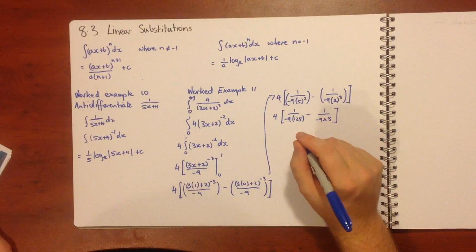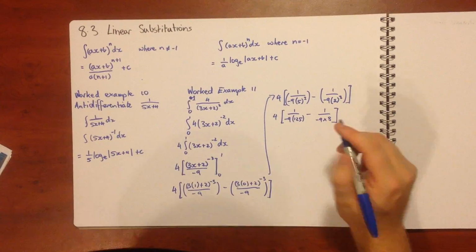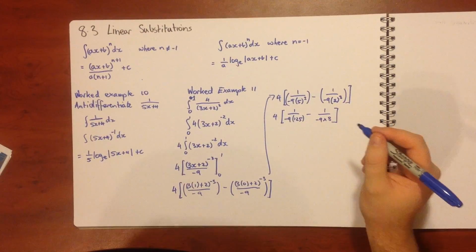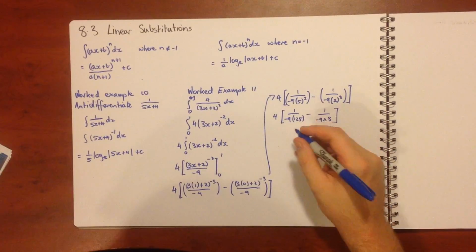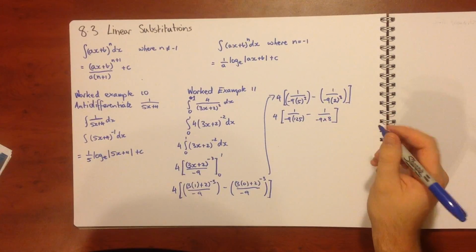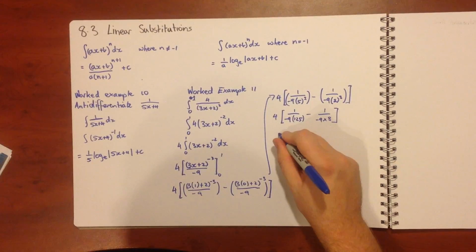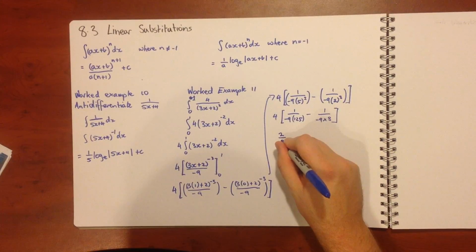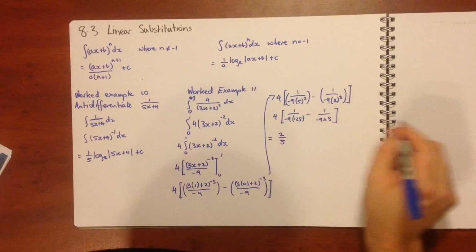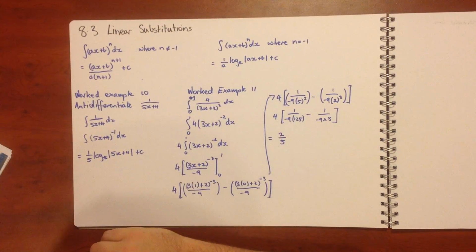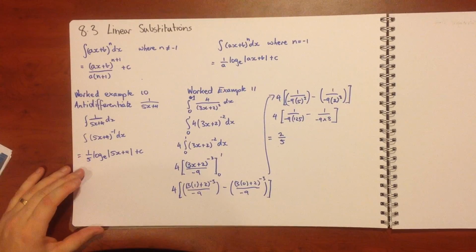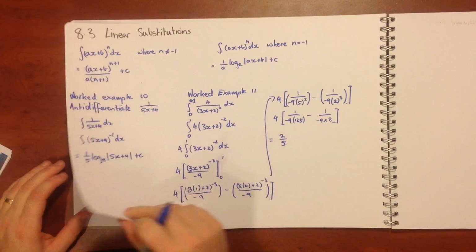So this is our worked example 11. I'm just going to keep running through. When we do all our arithmetic with that, then what we end up with is 2 on 5. Just to save a little bit of time, I won't worry about that arithmetic. So we'll keep moving on.